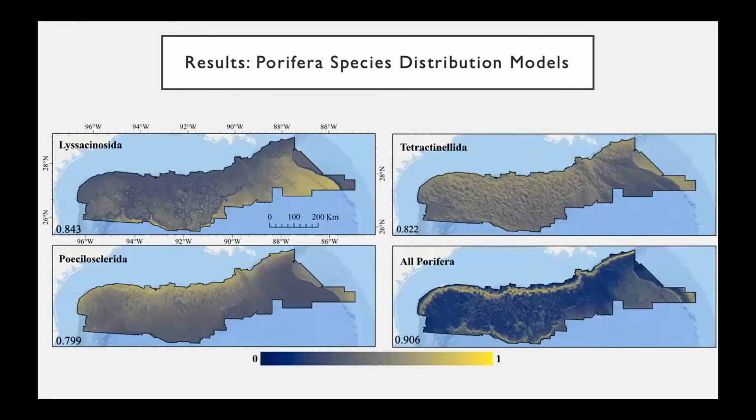Here you can see the results for our peripheral order species distribution models. At the bottom is the scale going from 0 to 1, which is the probability of occurrence. And in the bottom left-hand corner of each figure, you'll see the AUC score for that respective model. It is interesting, I would like to point out, that the Haploscleridia order is not on here, and that is because it produced an AUC score of 0.5, which could be a result of the very low sample size.